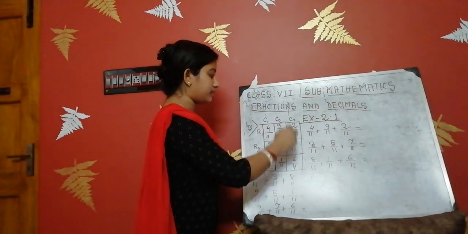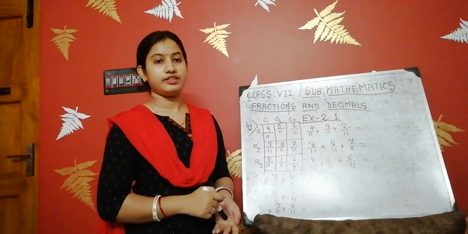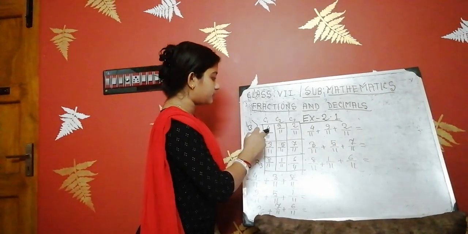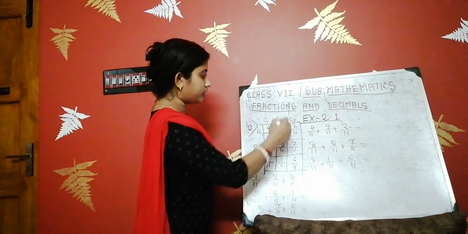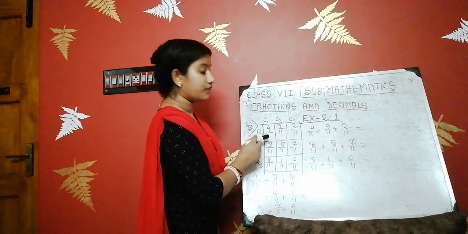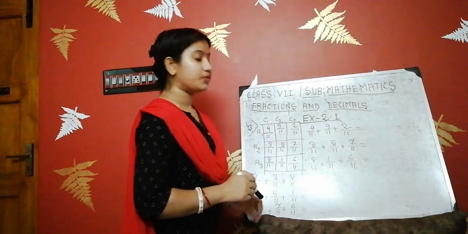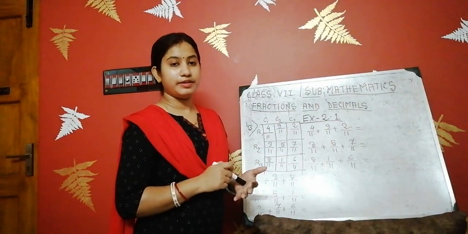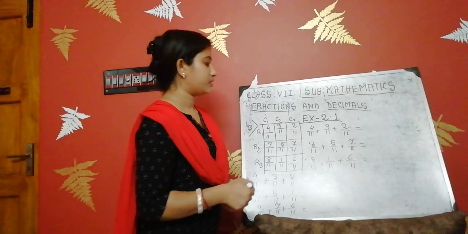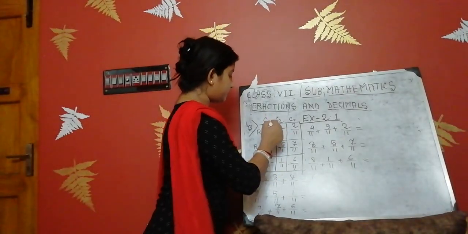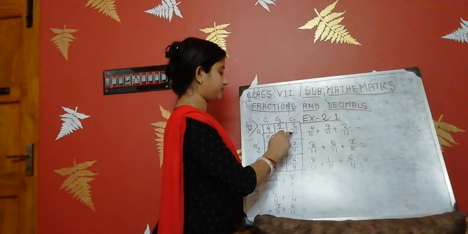We say this is a magic square when the sum of all rows, all columns and also diagonals are the same. That means this is row 1, row 2, row 3, and this is column 1, column 2, column 3. And what is a diagonal? Diagonal means this and this. So we check whether the sum of all elements of row 1, row 2, row 3 are the same or not. First we check row 1. The elements of row 1 are 4 by 11, 9 by 11, 2 by 11.